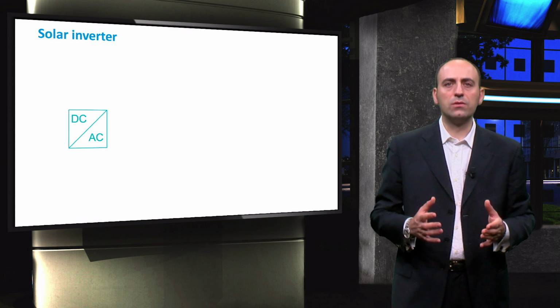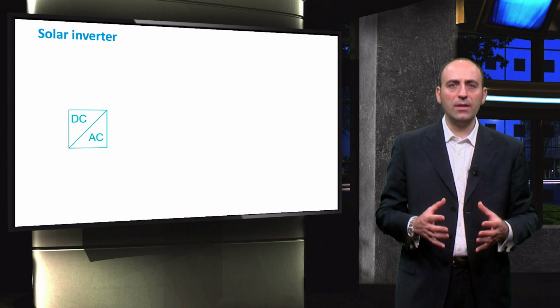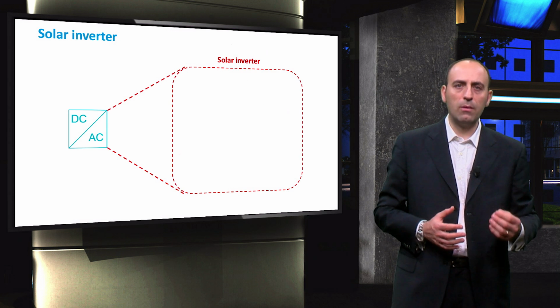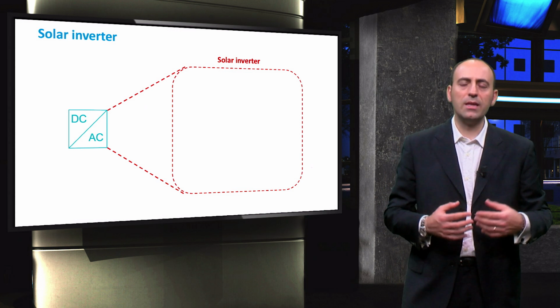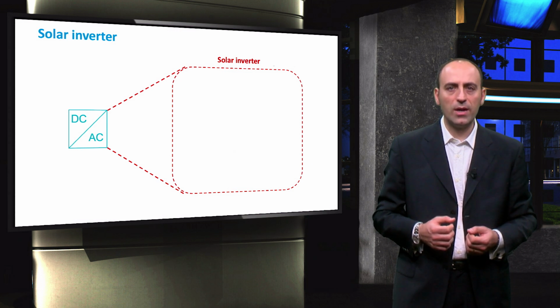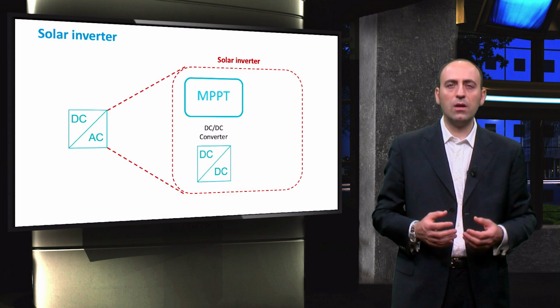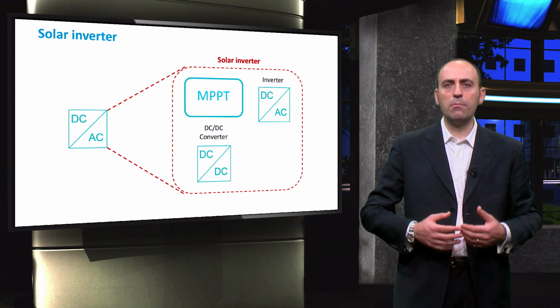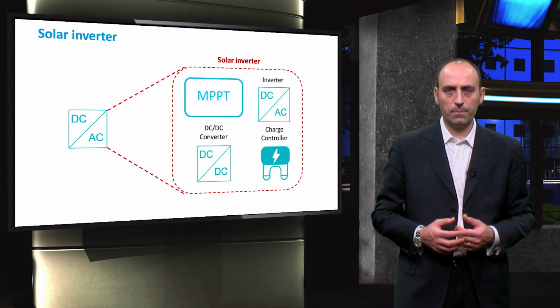As already mentioned, the word inverter might refer either to the DC-AC converter or to the power electronic unit that includes many other things inside. So for example, we can have the maximum power point tracker, the DC-DC converter, the DC-AC converter, and some models even include a battery charge controller in it.